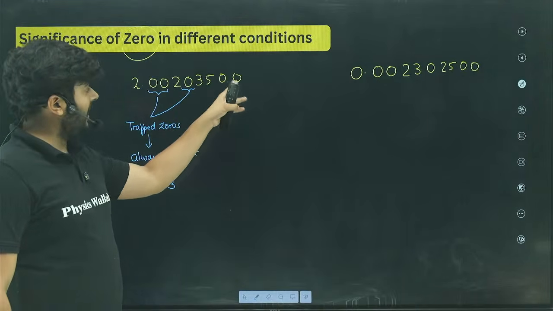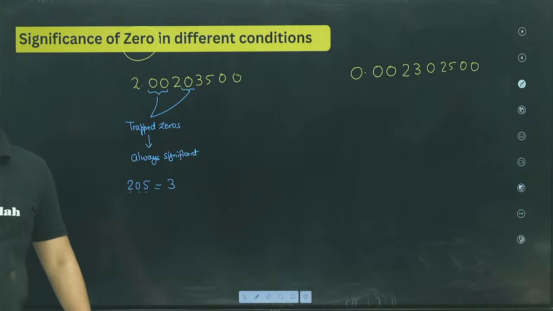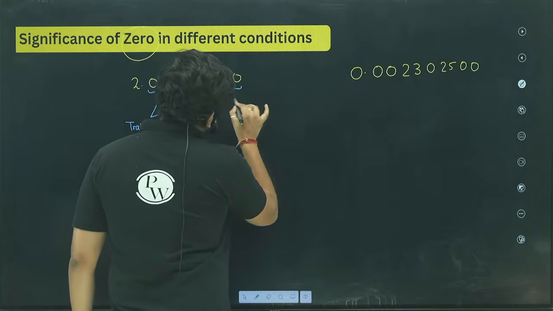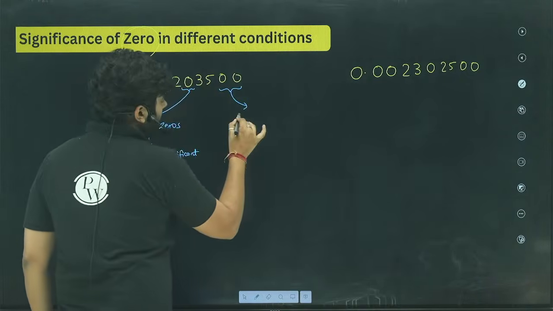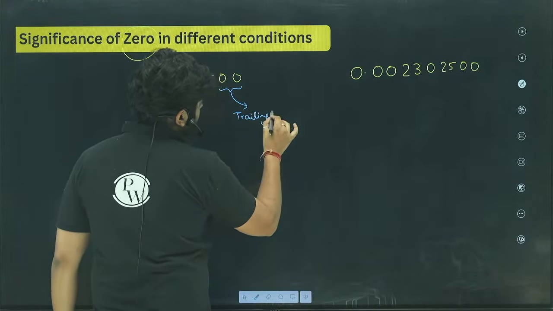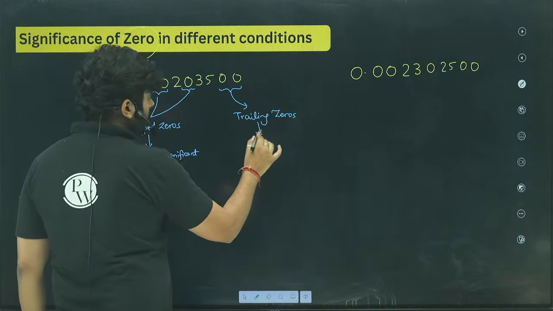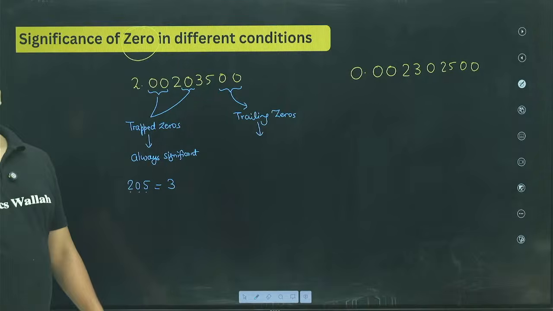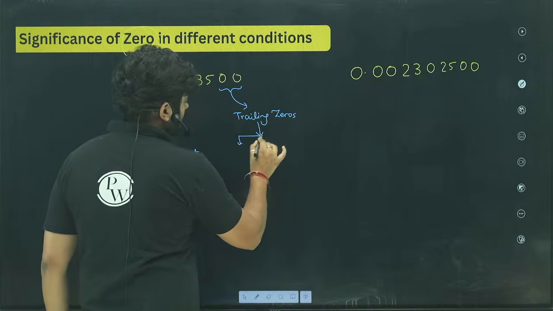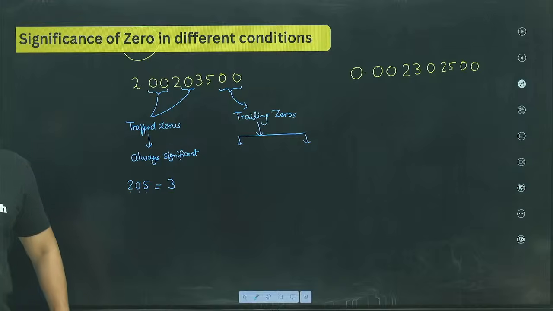Now look at this. These zeros are trailing zeros. Zeros that come at the end of the number are trailing zeros. So the trailing zeros are not always significant. That means there is a case when they are significant and a case when they are not.